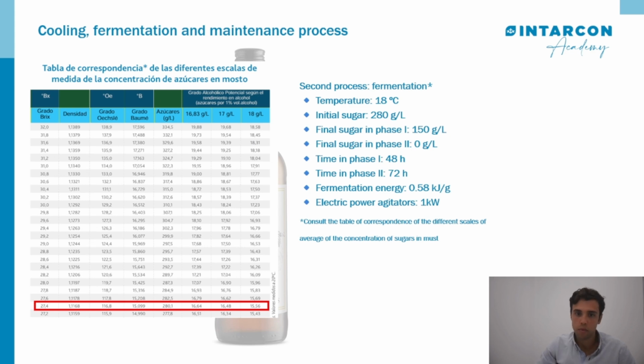Next, in the fermentation, we are going to obtain 15 degrees of alcohol. So we will have an initial sugar of 280 grams per liter of must. So we are going to divide it into 2 phases. The final sugar in phase 1 will be 150 grams per liter, and finally there will be no sugar. The first phase will be 8:45 hours, and the second phase will be 72 hours.